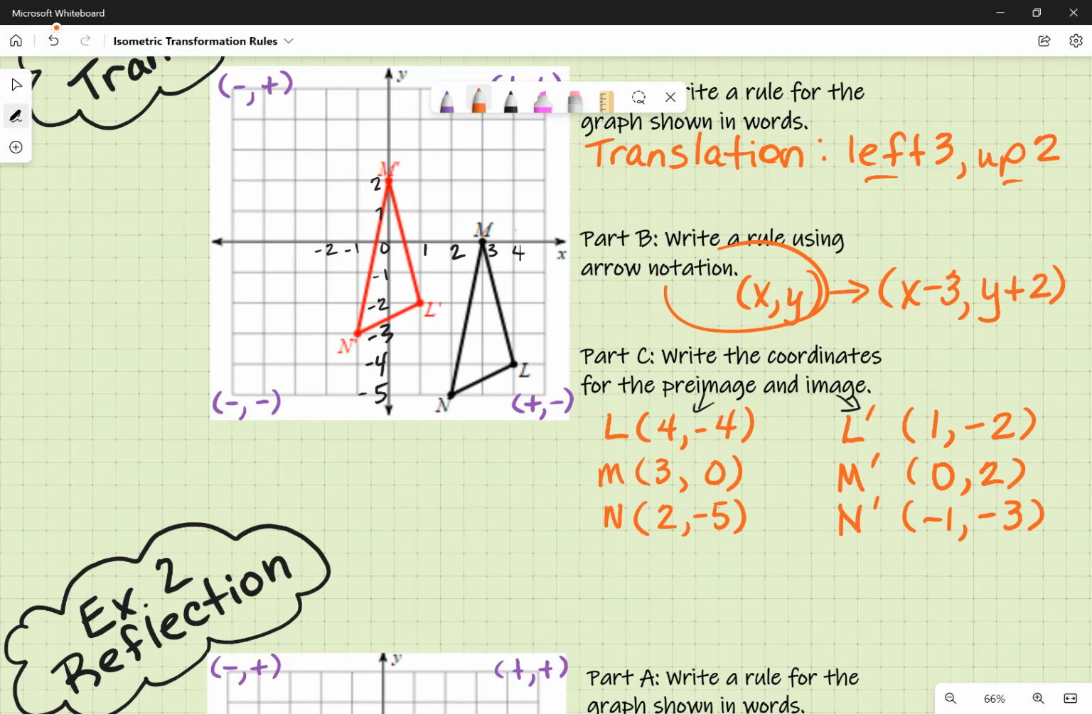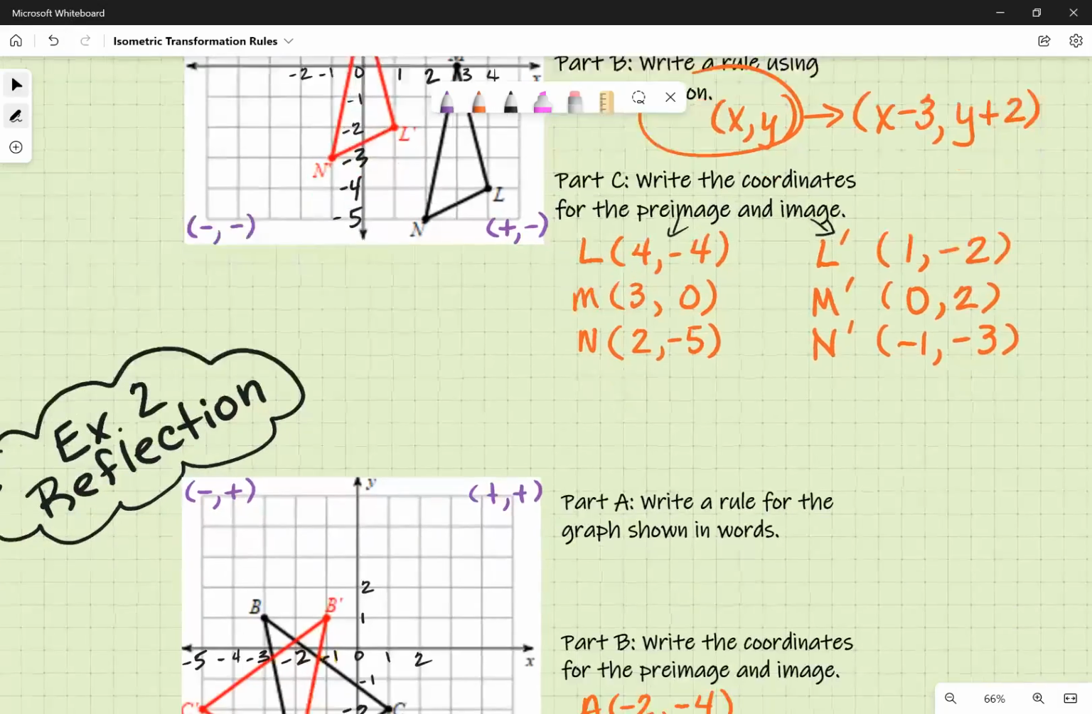And again, double check the quadrant. So for N prime, that is in quadrant 3, and both signs should be negative, which they are. Okay, take the time to just check your work.